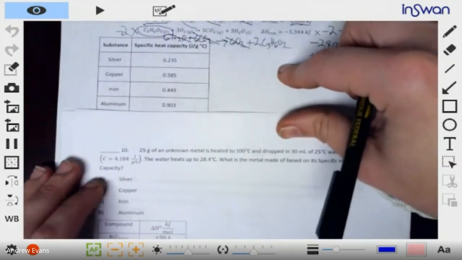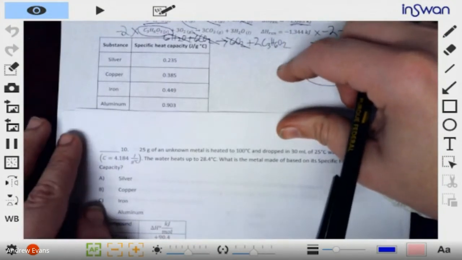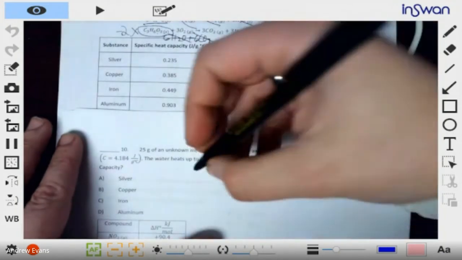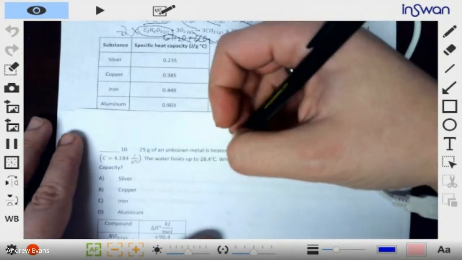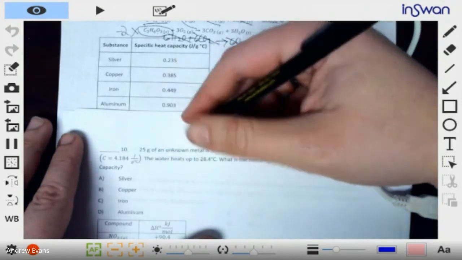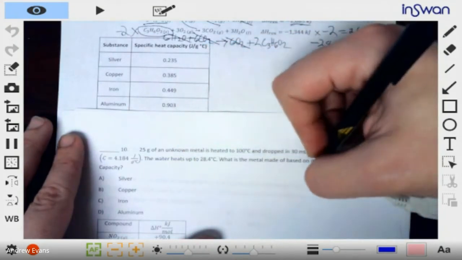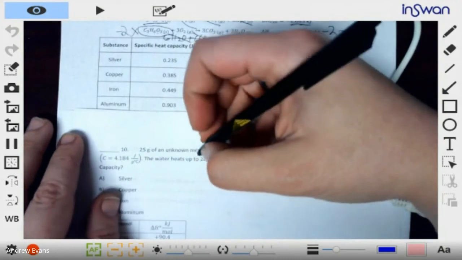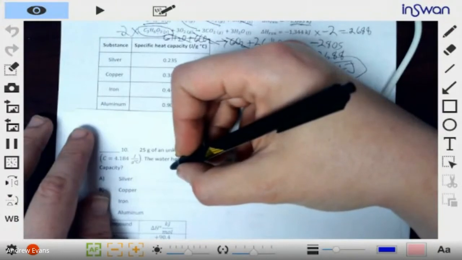Okay, so number 10. 25 grams of an unknown metal is heated up to 100 degrees C and dropped into 30 mL of 25-degree water. If the water heats up to 28.4, what is the metal made of based on specific heat capacity? So the fact that we have specific heat, we know it's a Q equals mcΔT. This is similar to a homework problem, so while it's a little bit challenging, it is not too bad.